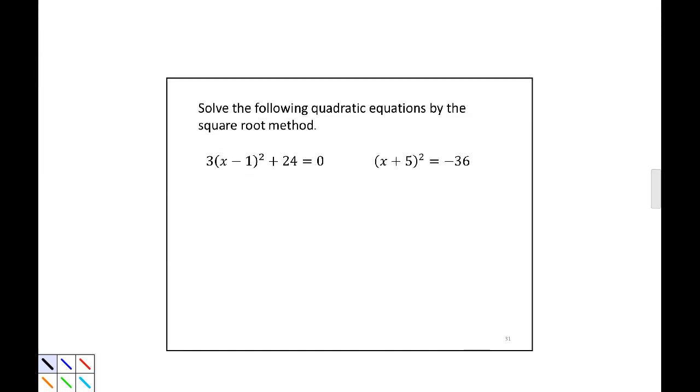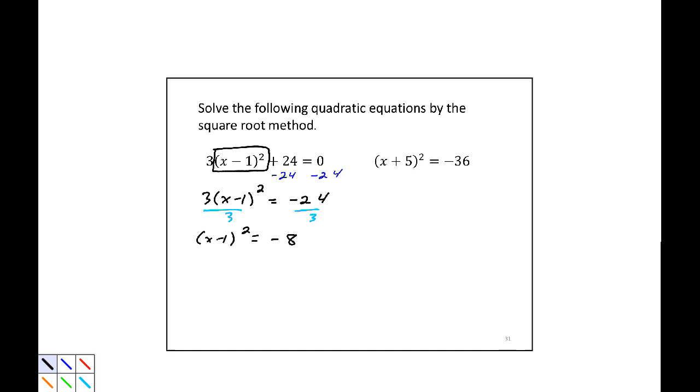Our last two examples on this objective, solve these with the square root method. Instead of isolating the x squared term, we're going to isolate, in the first case, the x minus 1 squared term, and in the second, the x plus 5 squared term. We want to isolate this term. So we'll subtract 24, so that we have 3 times x minus 1 squared equals negative 24. Dividing by 3, we see that x minus 1 squared equals negative 8.